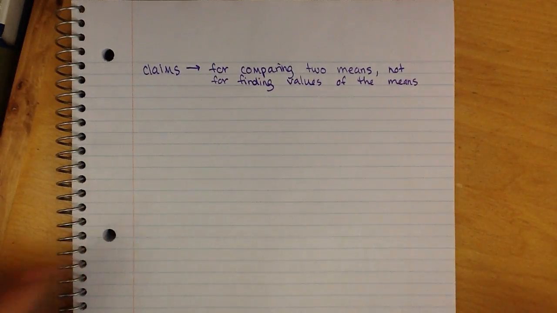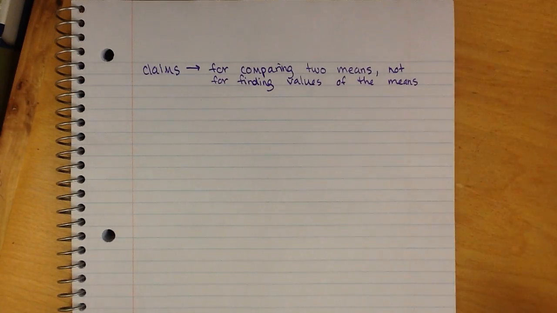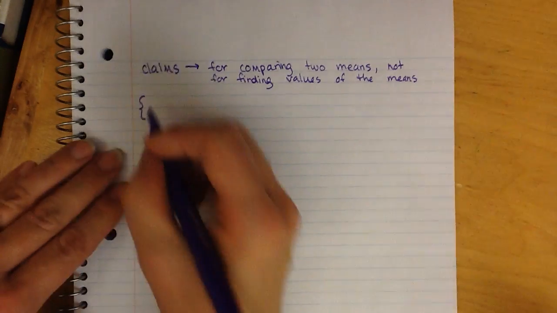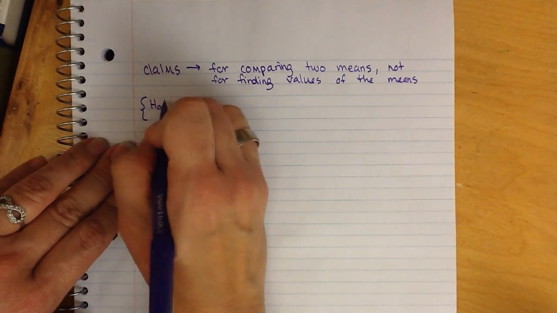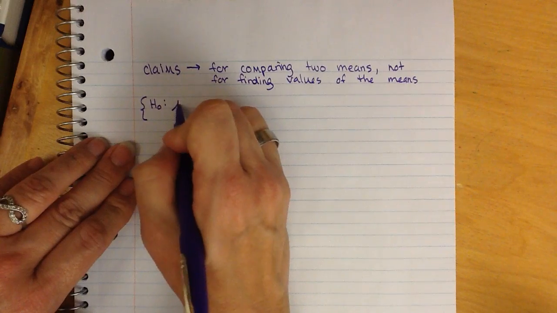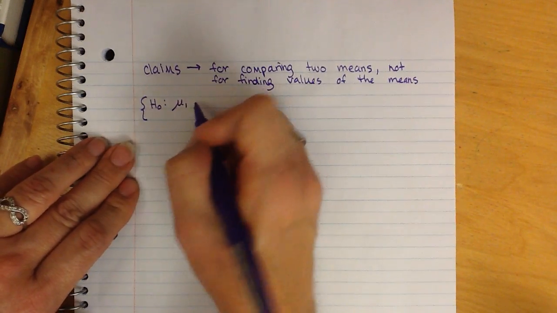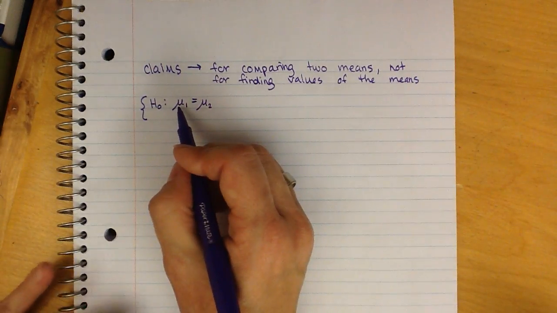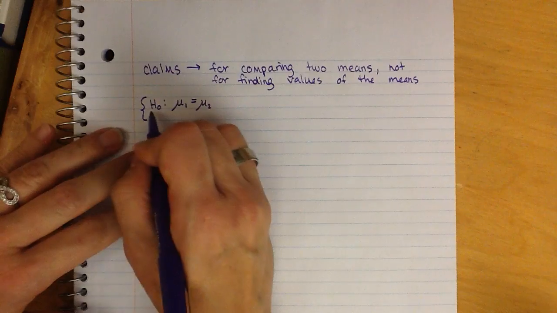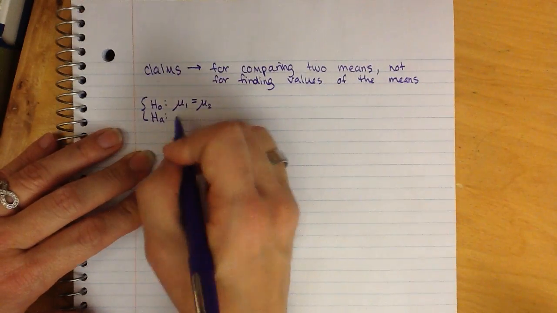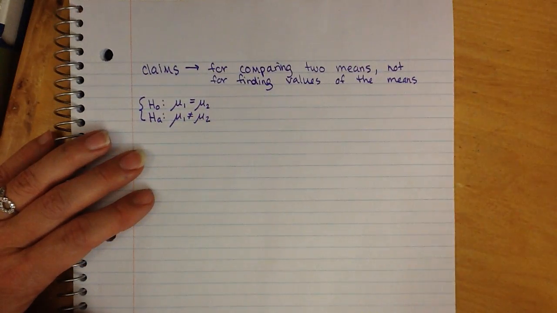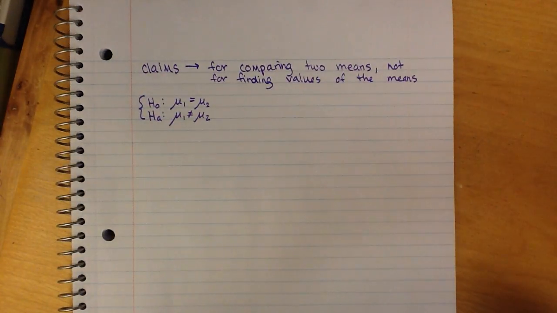So we're going to have 3 possible types of claims. In type 1, the null hypothesis is that mean number 1 is equal to mean number 2. So this is population mean 1 is equal to population mean 2. And then our alternative hypothesis would be that they are not equal. So that's going to give us a two-tailed test when we go to make our rejection region.